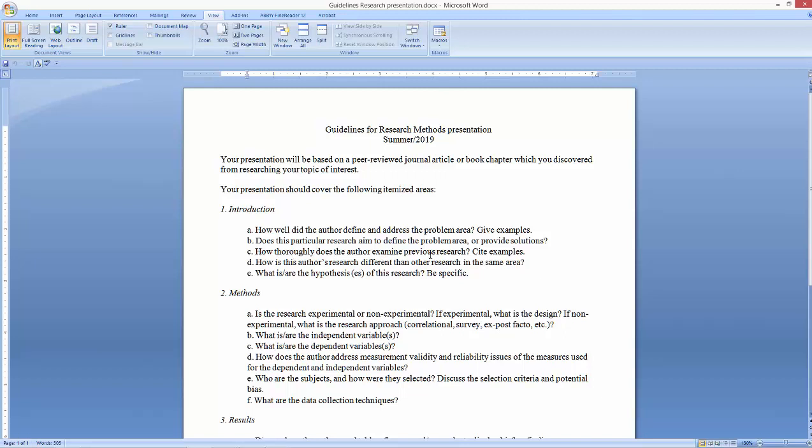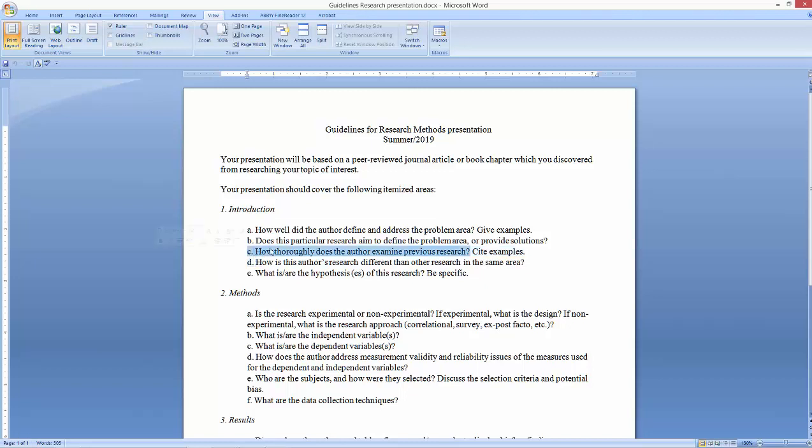C, how thoroughly does the author examine previous research? Now this, of course, is in the literature review. How do they thoroughly examine previous research? This is a very important part of any introduction, and usually occupies the majority of the introduction. After the author defines the problem area and defines what they're doing, the author or authors then go into examining what other research has been done in this particular area.